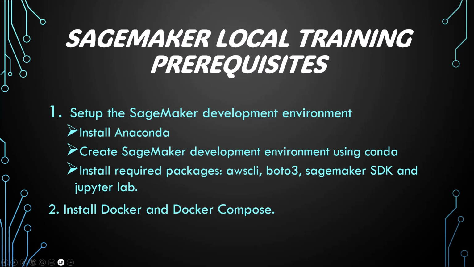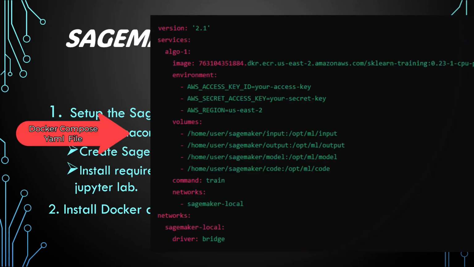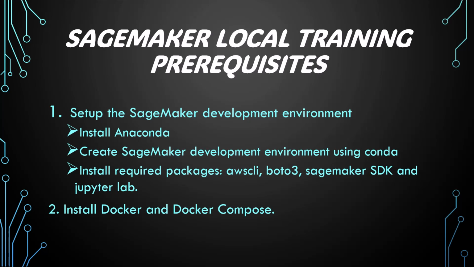Secondly, install Docker and Docker Compose. When running jobs in local mode, the SageMaker SDK automatically generates a Docker Compose YAML file with your job parameters and starts the relevant container locally. So, once you have these prerequisites in place, you are all set to begin local development.